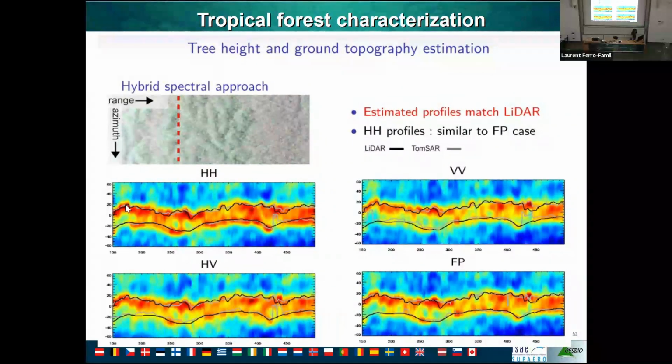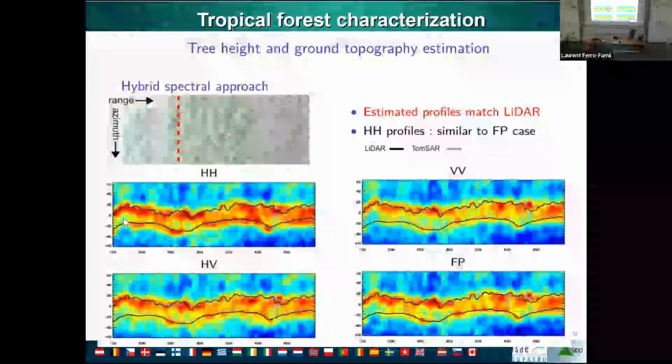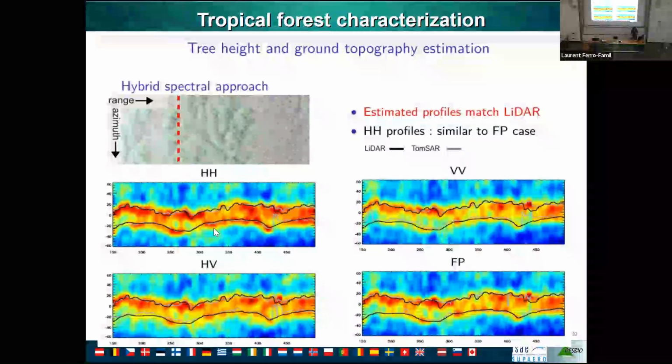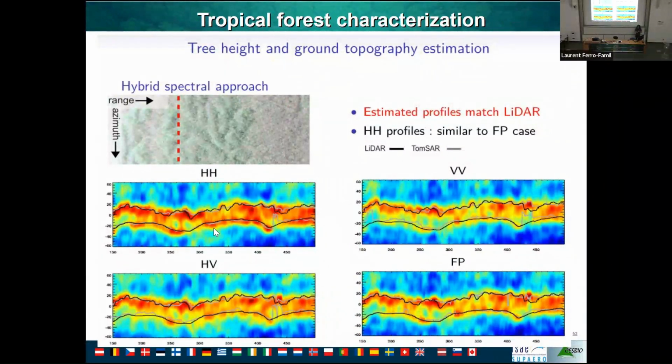You see, the three top correspond to the black line, and the bottom here corresponds to the distribution of the energy in the elevation direction. Of course, there are some polarizations for which it works better than the others. And tomorrow you will know why HH is better than VV. If you have to choose one, I wouldn't choose VV. I would choose HH if I had a choice to do.